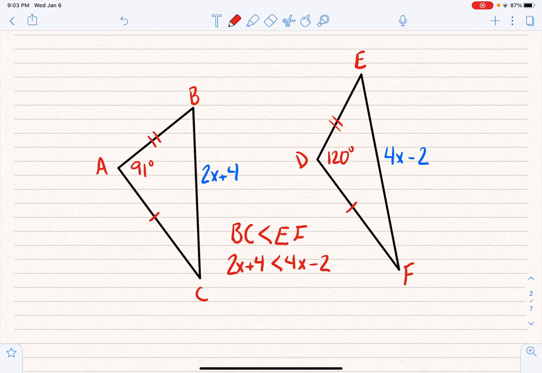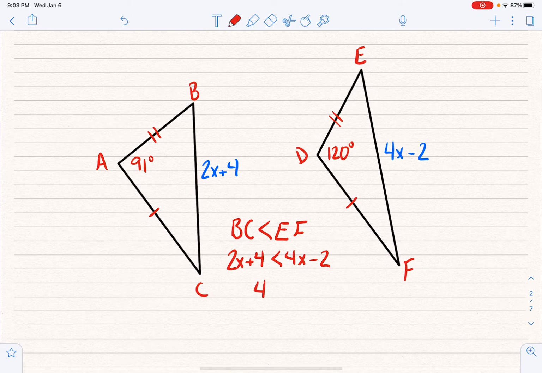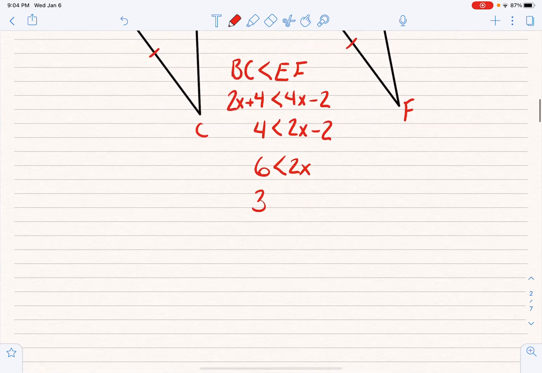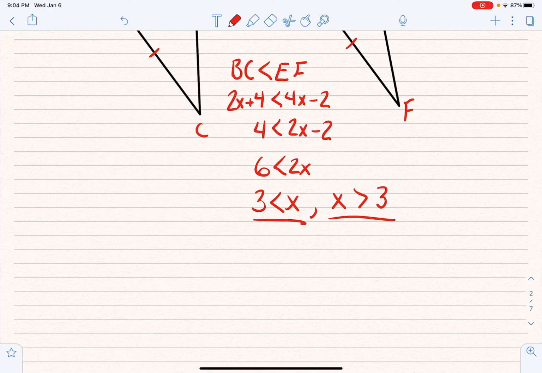We could subtract 2x from both sides, and that would leave us with 4 is less than 2x minus 2. We could add 2 to both sides, and we would get 6 is less than 2x. We could divide both sides by 2, and we would get 3 is less than x. Another way to say that is x is greater than 3. That's the same thing: saying 3 is less than x and saying x is greater than 3.